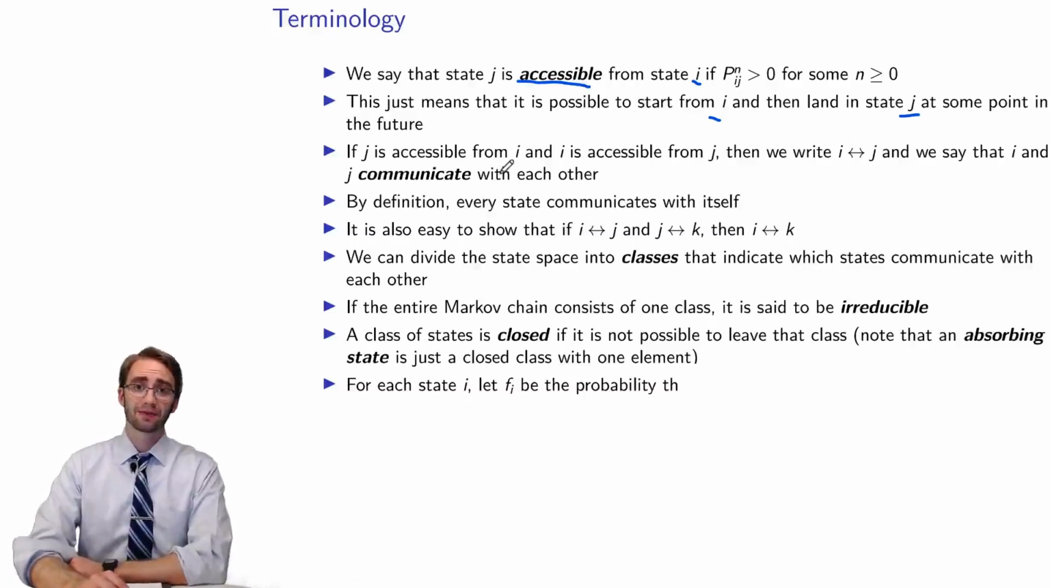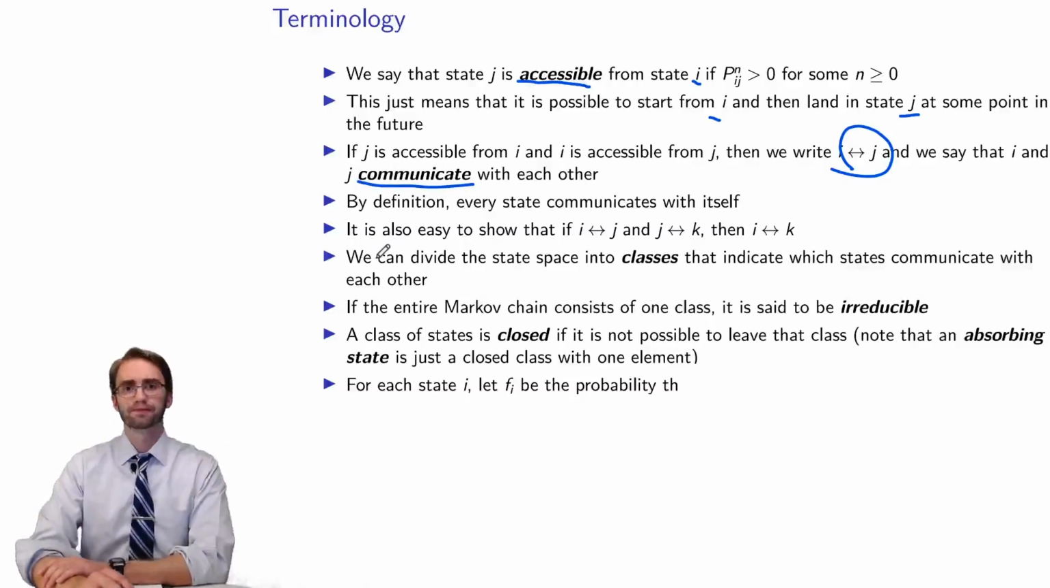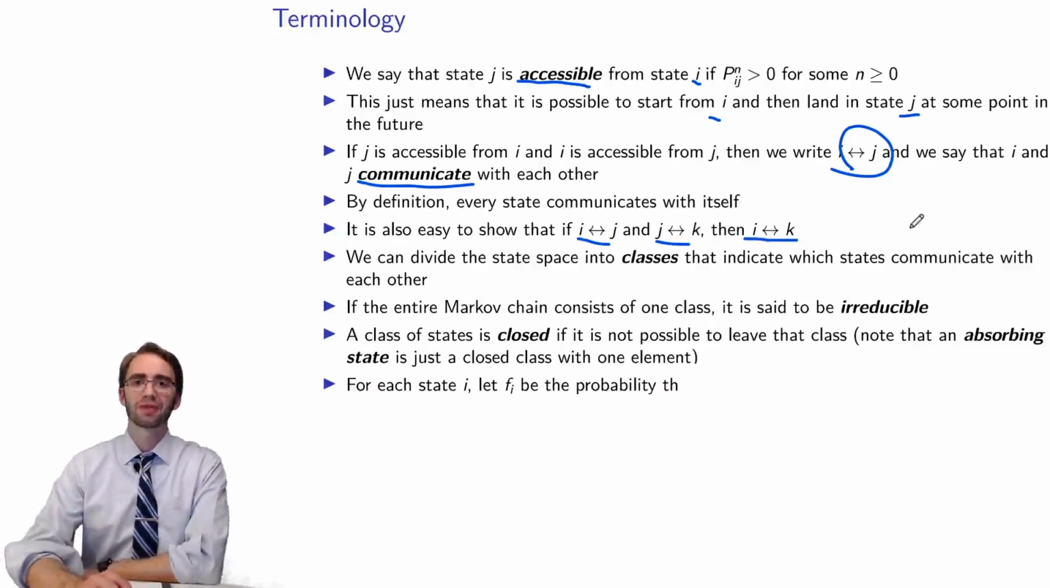If J is accessible from I and I is accessible from J, then we'd write that with a double arrow between I and J, and we'd say those states are communicating. You can go back and forth between them all you want. By definition, of course, every state communicates with itself. Also, if I and J communicate, and J and K communicate, then certainly I and K communicate. These are all just natural statements about connectivity and networks. I'm not saying anything profound.